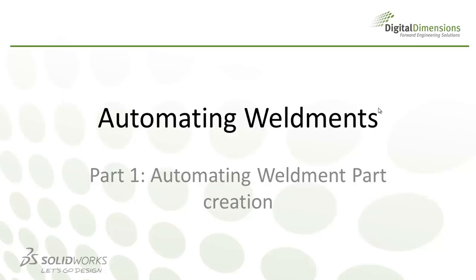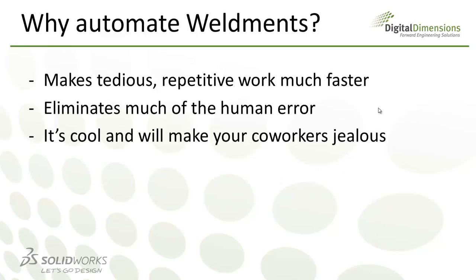First off, why automate anything? Well, it just generally makes tedious, repetitive stuff go faster. If you can automate tasks, they typically happen faster, and also you eliminate a lot of the human element to doing work, and therefore you eliminate a lot of the potential human error that's involved. So it just makes our job simpler.